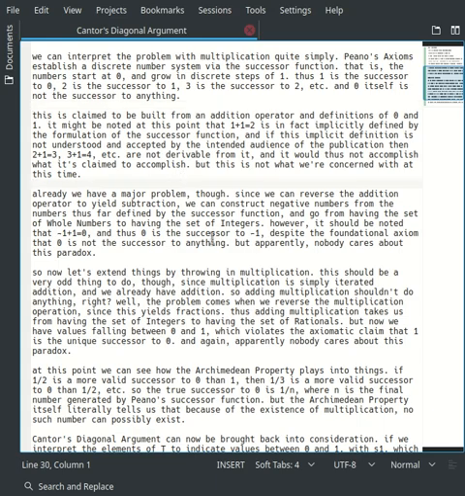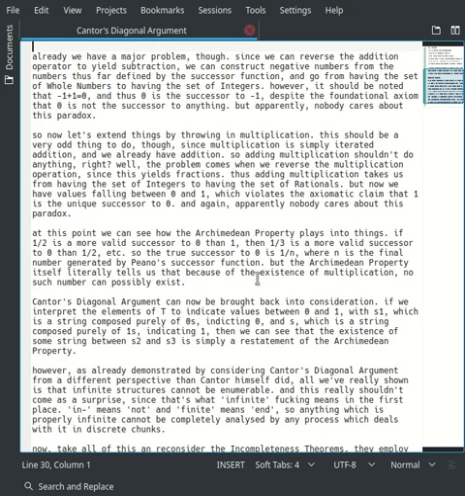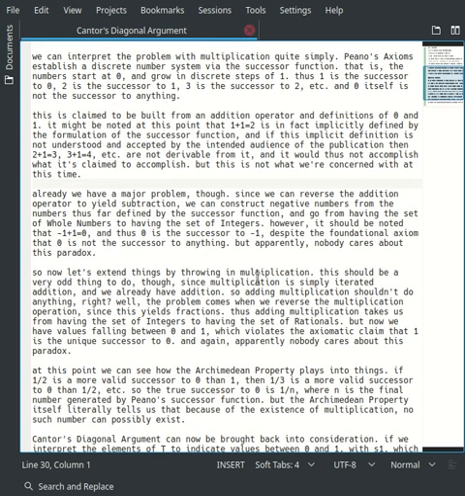Okay, already we have a major problem though, since we can reverse the addition operator to yield subtraction. We can construct negative numbers from the numbers thus far defined by the successor function, and go from having the set of whole numbers to having the set of integers. However, it should be noted that negative 1 plus 1 equals 0, and thus 0 is the successor to negative 1, despite the foundational axiom that 0 is not the successor to anything. But apparently nobody cares about this paradox.